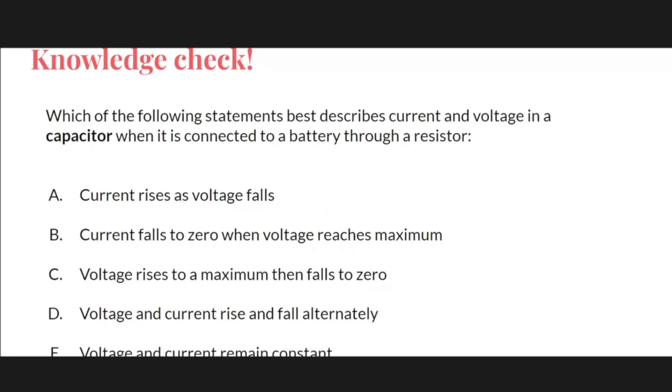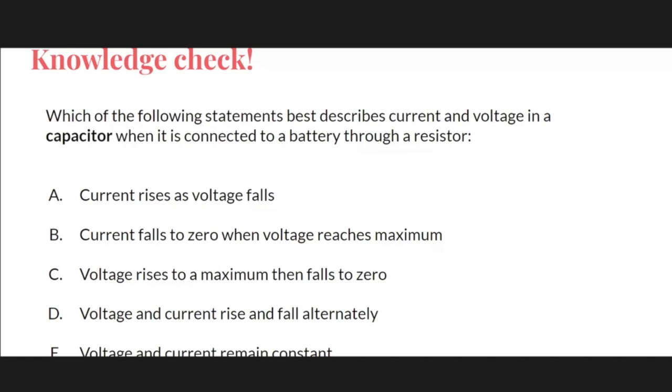So it's just one of the following options, which describes best the current and voltage in a capacitor when it's connected to a battery. So the key term here being a battery. So this is not connected to the mains. This is through DC, so direct current.